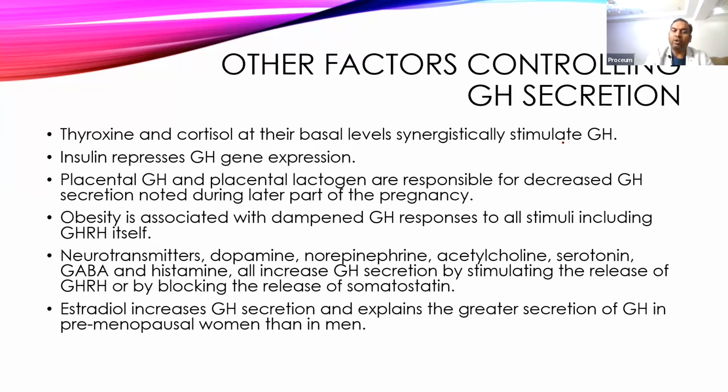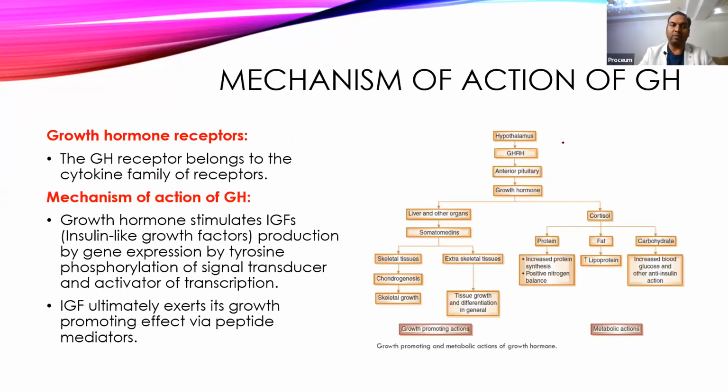Then neurotransmitters like dopamine, norepinephrine, acetylcholine, serotonin, GABA or histamine, all will increase the growth hormone by directly stimulating the release of growth hormone releasing hormone, or by decreasing the release of somatostatin. Then estrogen will increase growth hormone secretion, and that explains the higher growth hormone in premenopausal women as compared to men. So estrogen also has a direct effect on the growth hormone.